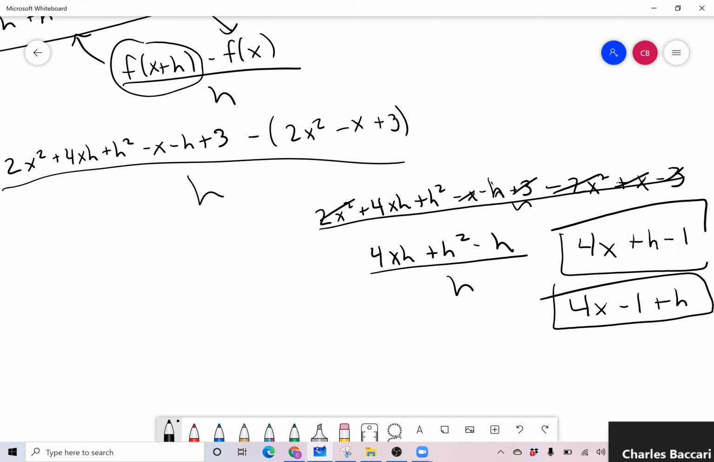And there you have it. That is the difference quotient. That is on the homework. Make sure you guys practice this. All I did in this step was 4xh over h plus h squared over h minus h over h. And if you simplify these, you get 4x. That's 1. That's just simply h. So, do your best. Thank you guys.